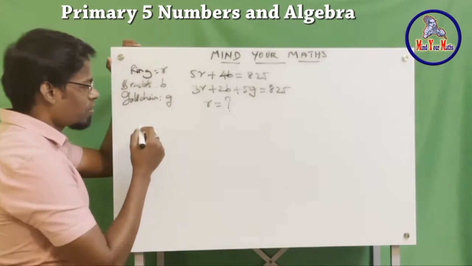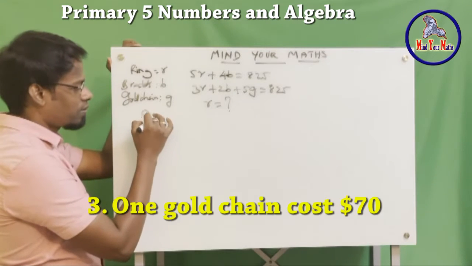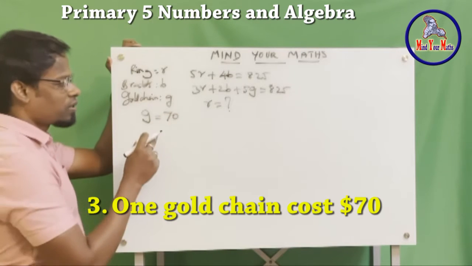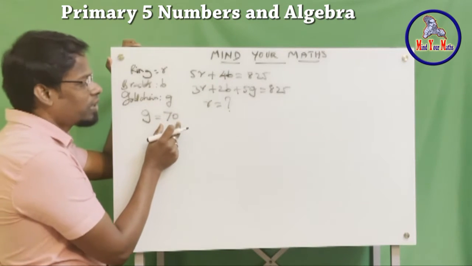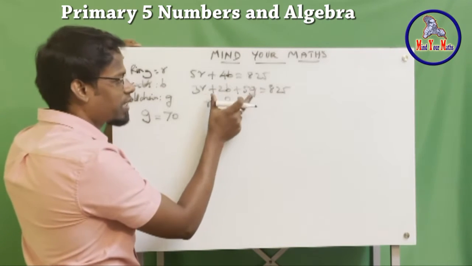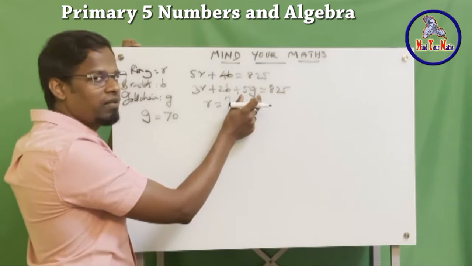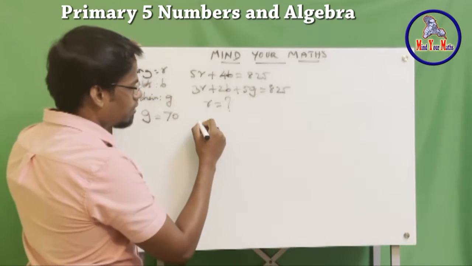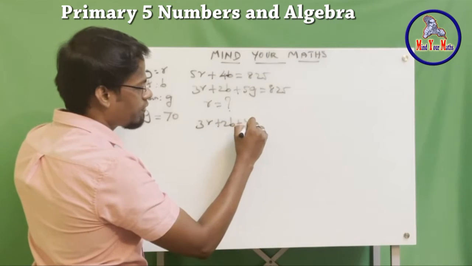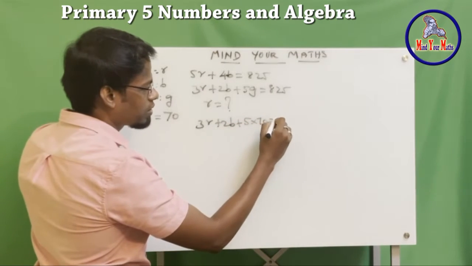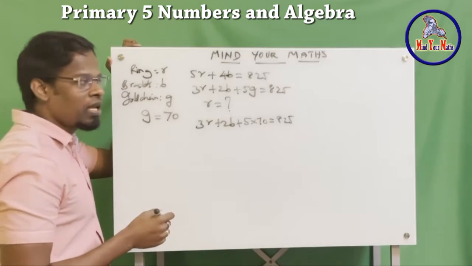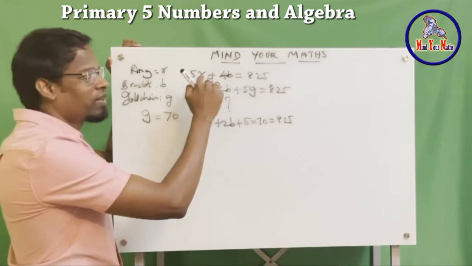Now we know the price of what? The gold chain, which is $70, right? Since we know this value, let's substitute it in the second equation, because only in the second one we have the G. So 3R plus 2B plus 5 times 70 equals 825, right? We haven't touched the first one yet. We will come to that.